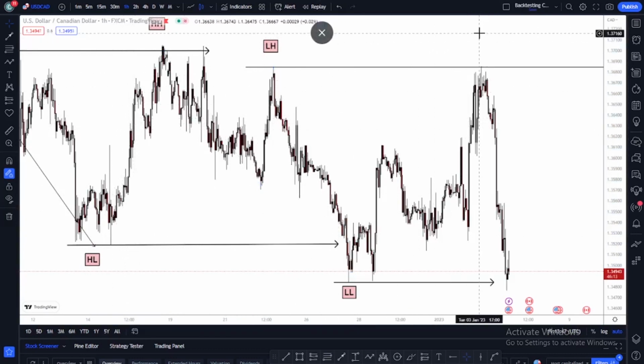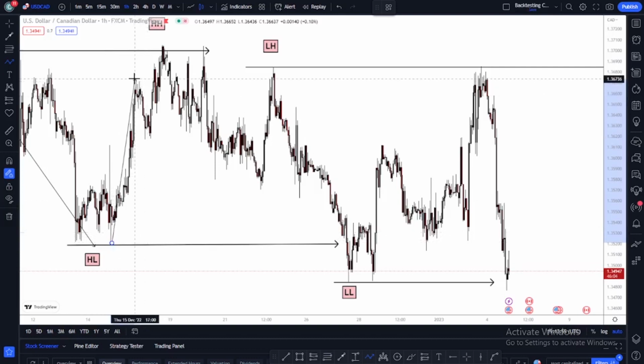How do we know the H1 is bearish? Let's identify the H1's trend. So now we have a higher high right here. Mind you, this is the H1 time frame. We have a higher high right here which created a higher low. Price went back to create a higher high.